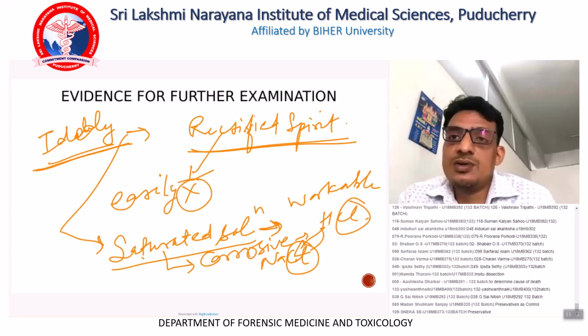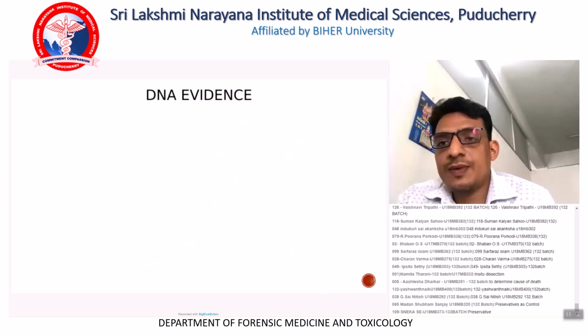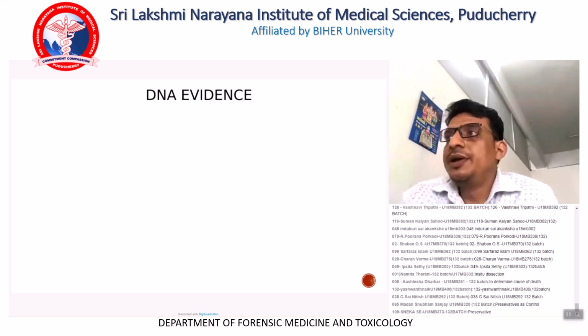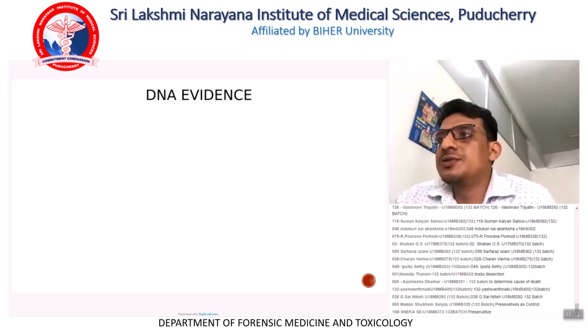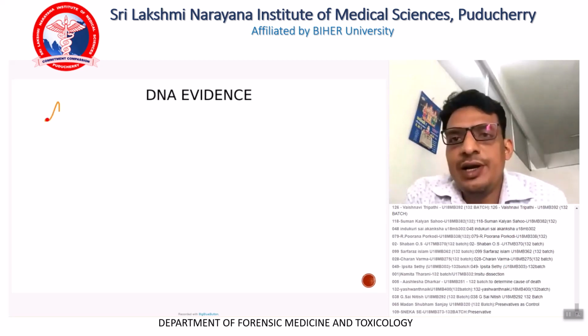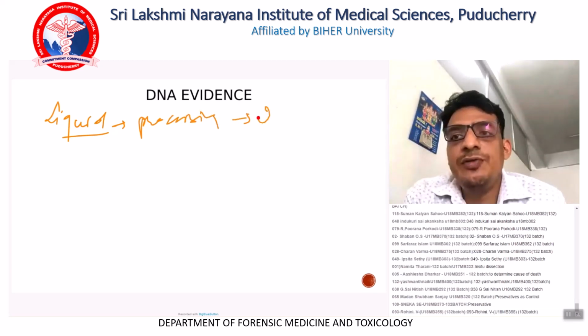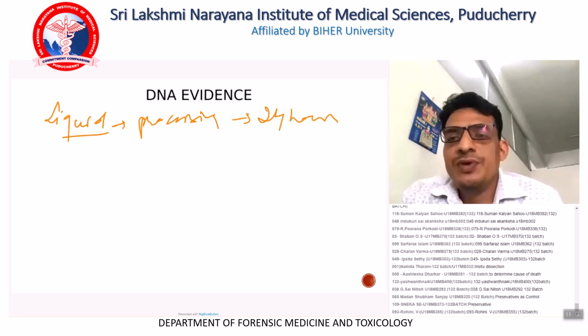Next we have DNA evidence. What are the samples for DNA? Most commonly, liquid blood can work, but processing should be faster. It should be processed within 24 hours, otherwise it is going to distort. We'll send the sample and it should immediately get processed. Otherwise it will distort or deteriorate.